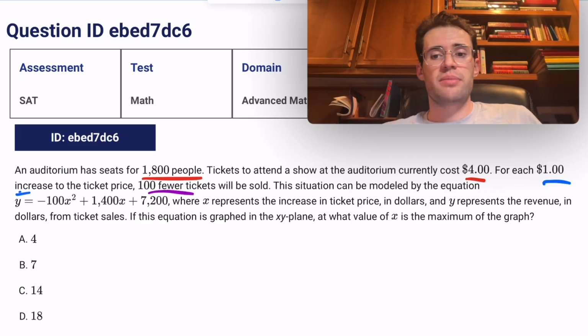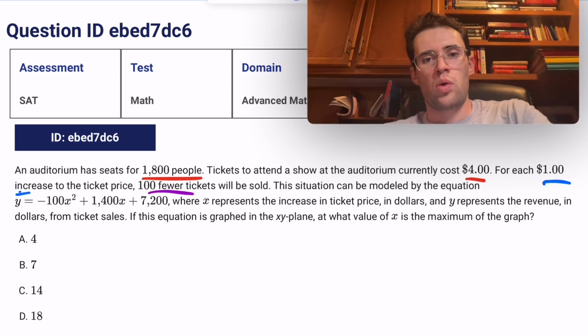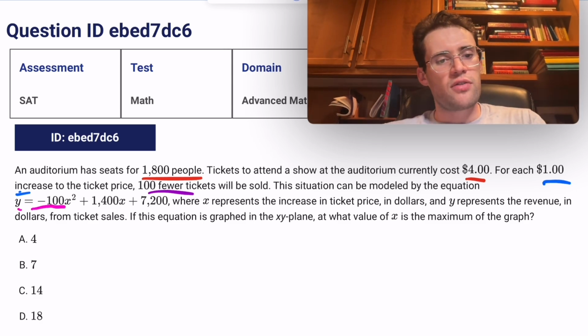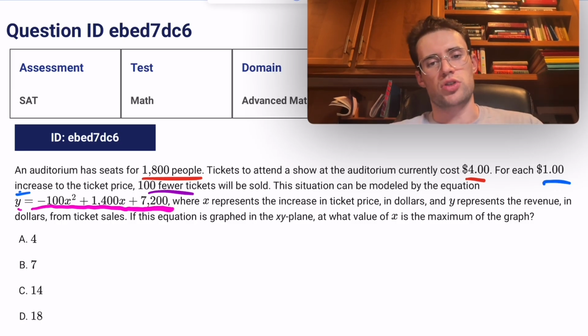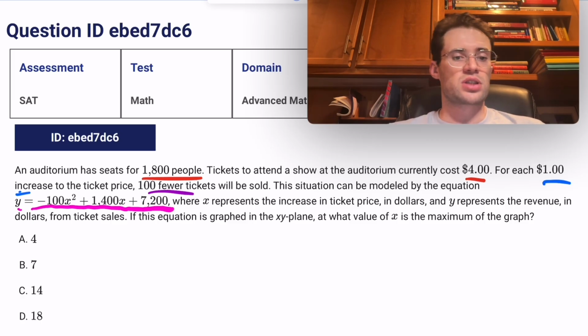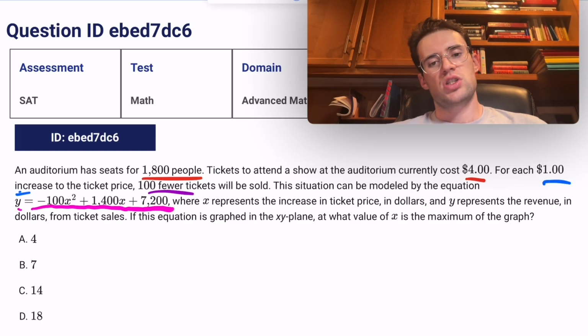This situation can be modeled by the equation y equals -100x squared plus 1400x plus 7200, where x represents the increase in ticket prices in dollars and y represents the revenue in dollars from the ticket sales. If this equation is graphed in the xy plane, at what value of x is the maximum of the graph?